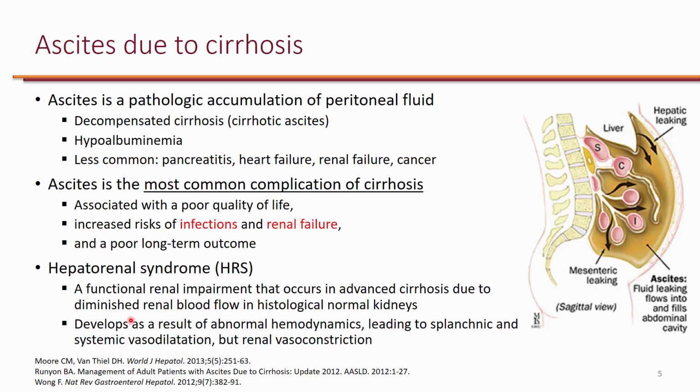So the kidneys may actually be normal, but because of diminished renal blood flow, you get renal failure. And because this is due to hepatic failure, this is together referred to as hepatorenal syndrome. When patients develop hepatorenal syndrome, unfortunately, the mortality rates are very high. There are two types of hepatorenal syndrome. However, we're not going to talk about them because that's beyond the scope of this course.